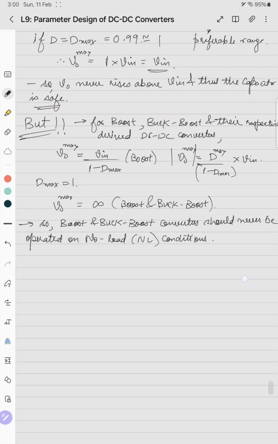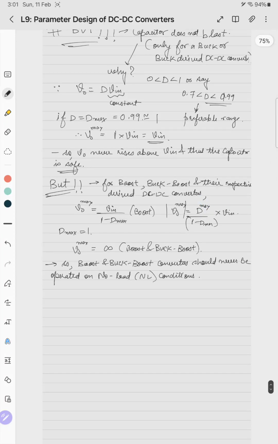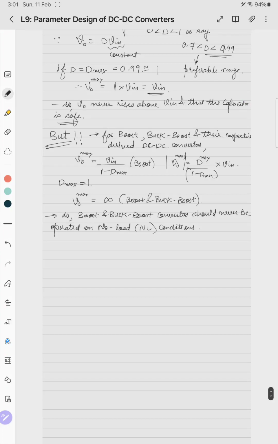But for boost and buck boost, ideally, we derived V0 as V in by 1 minus D for boost and D by 1 minus D into V in for a buck boost converter. That was assuming no non-idealities. But even if we neglect non-idealities and put Dmax in this equation, the V0 max will be infinite, which means that the voltage will keep on rising. So the capacitor may blast. So we should never operate a boost converter on no load.